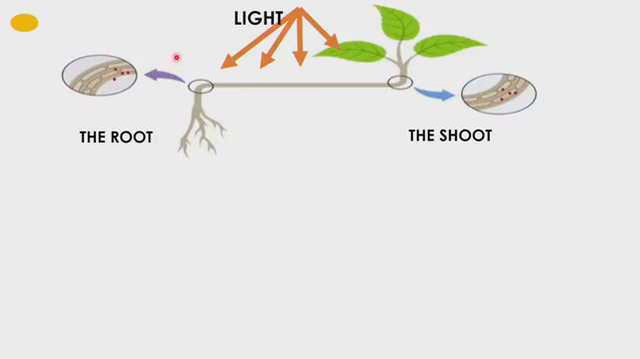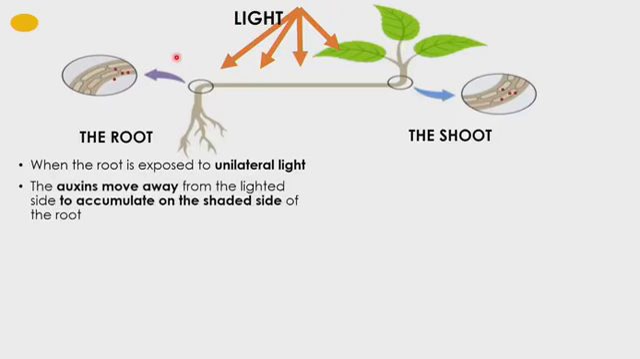So what happens in the root then, right? If you had to explain this in an exam, you would start by saying that if we expose the root to unilateral light, the auxins will move away from the lighted side and they accumulate on the shaded side, or the light side and the dark side.